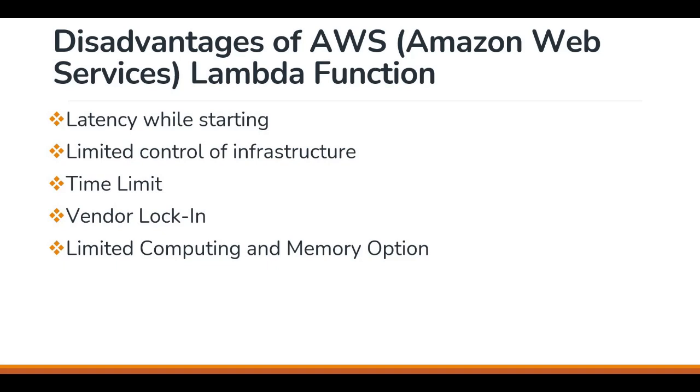Next, time limit. AWS Lambda enforces a maximum execution time limit for functions, which is currently set to 15 minutes, and if your function exceeds this time limit, it will be forcibly terminated. The next is vendor lock-in. If you want to execute the Lambda function, then you need to support a cloud provider. Here we are using AWS because it's widely used in the market. Otherwise, you can use any cloud computing provider.